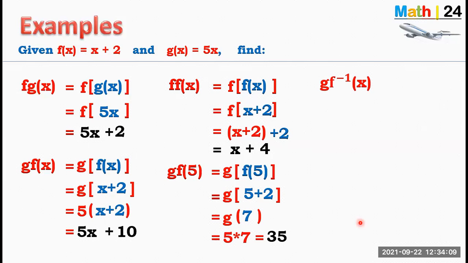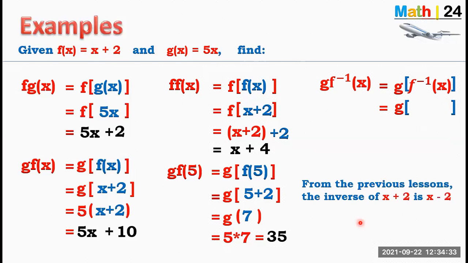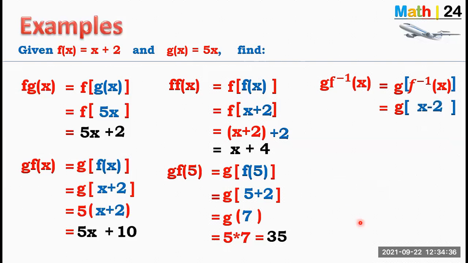Now find the function g of f inverse. Just by looking at f, the inverse function of f of x is x minus 2. Note that, right? So this gives us the function g of f inverse, which is x minus 2. That's a one-step function now. Yeah, so g of x minus 2, because f inverse of x is x minus 2. So we have g of x minus 2 from the previous lessons. So we're going to have 5 times that x minus 2. And that's going to give us 5x minus 10. Yeah, 5x minus 10.